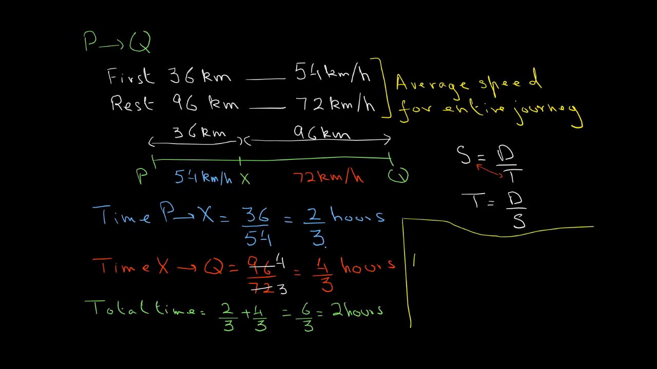The average speed is just equal to the total distance over the total time. Now the total distance is just 36 plus 96, which is 132 kilometers, and I'm going to divide it by 2, and the answer is equal to 66 kilometers per hour.